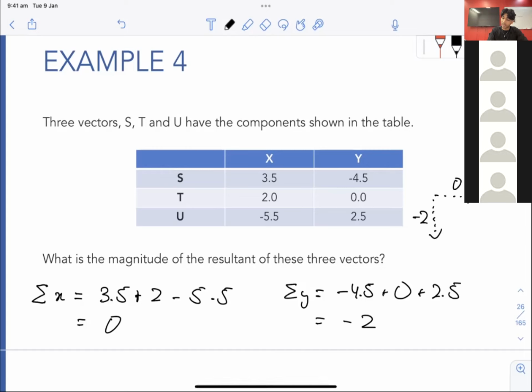What that means is the magnitude does not actually include it at all. And so the answer is 2 units.